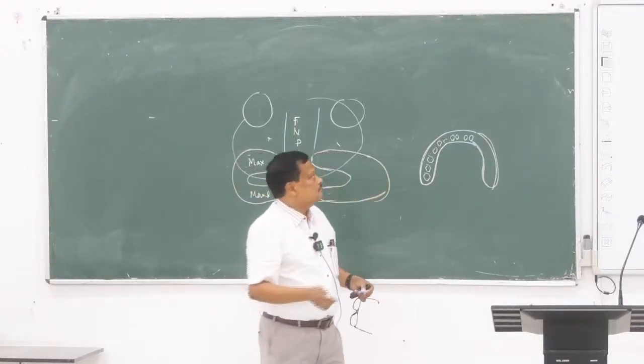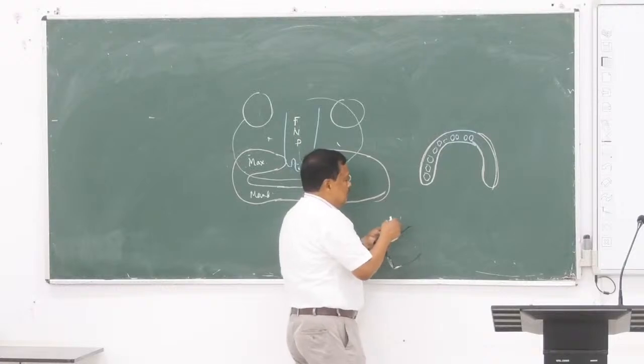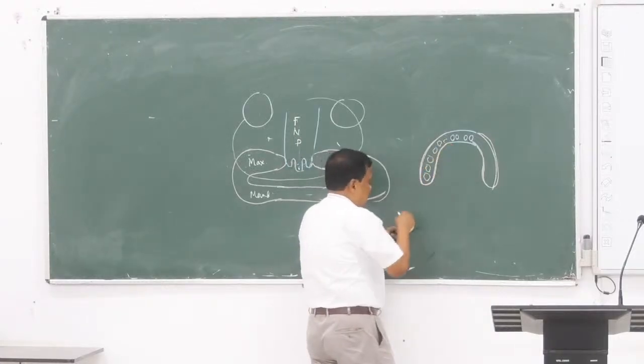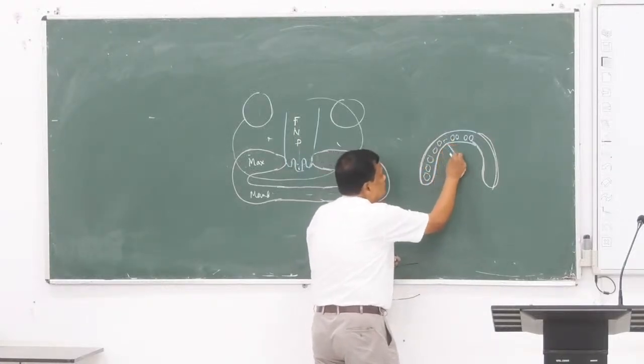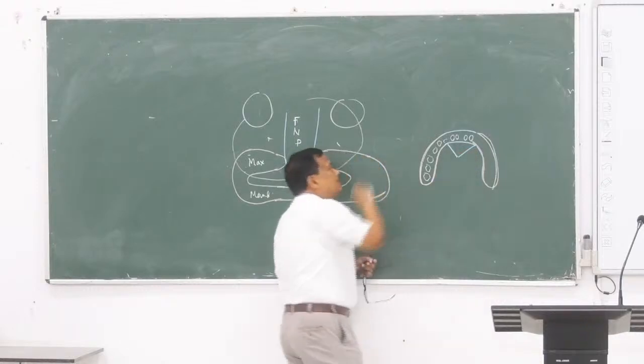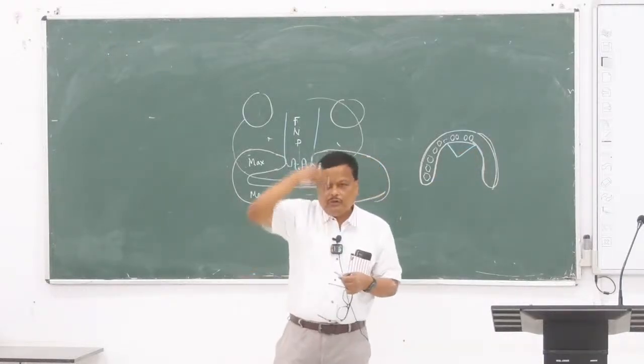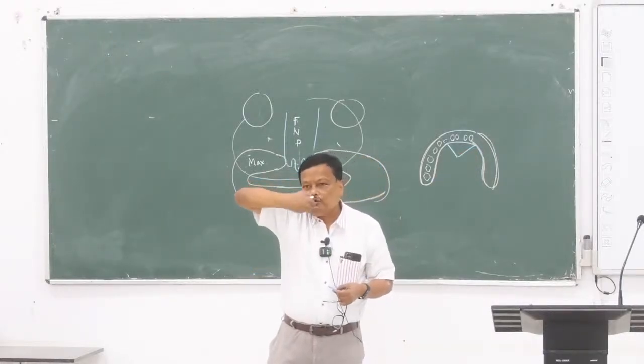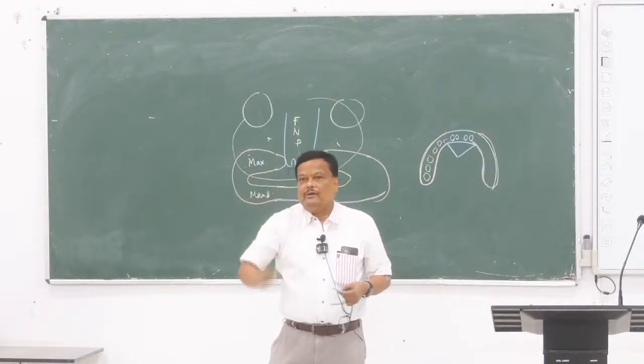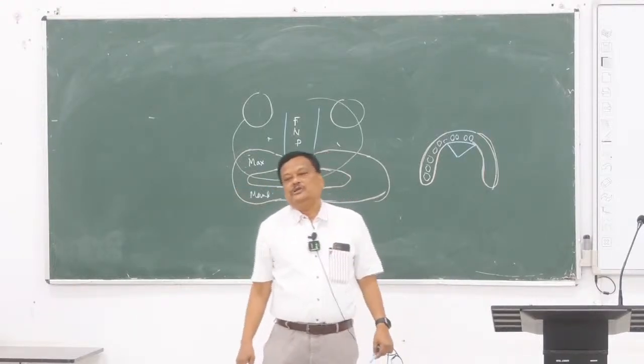And I've already told you, it gives a plate horizontally, a triangular plate. The frontonasal process gives a horizontal triangular plate, and we call it the premaxilla.